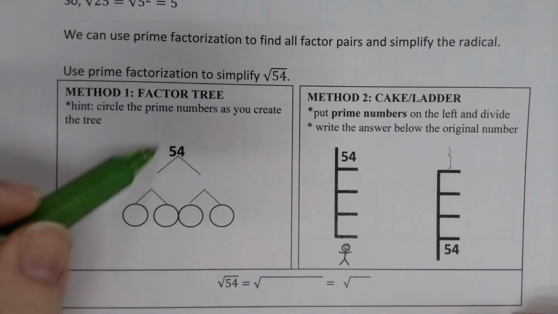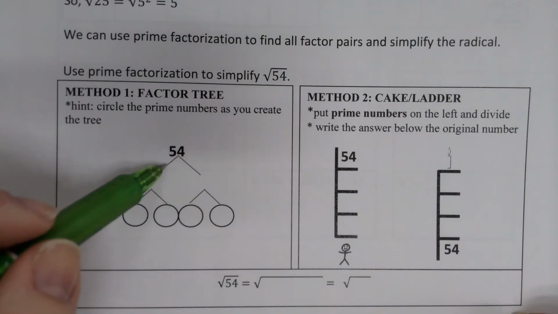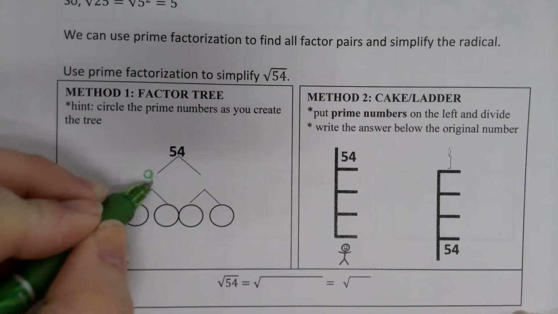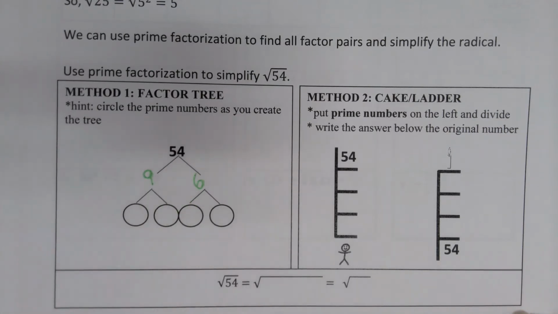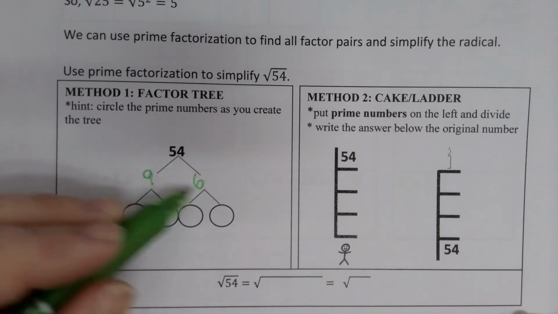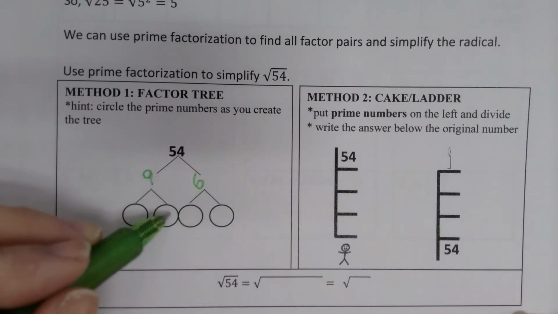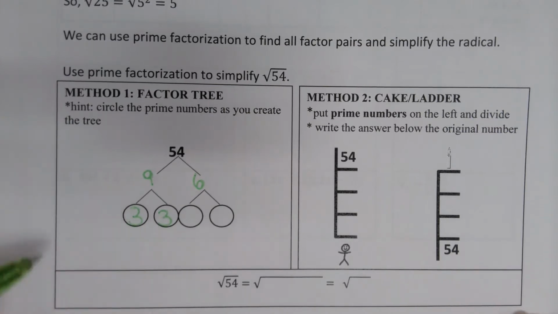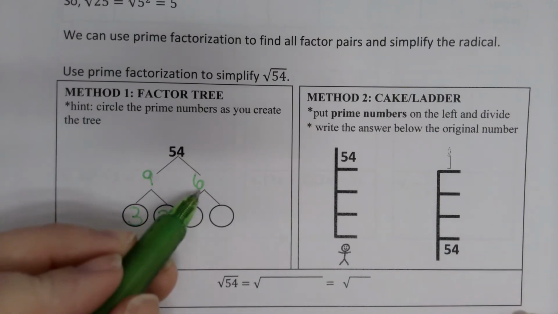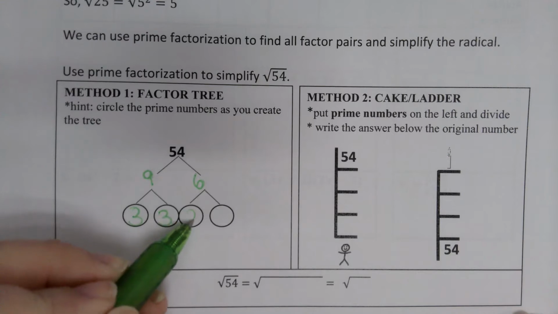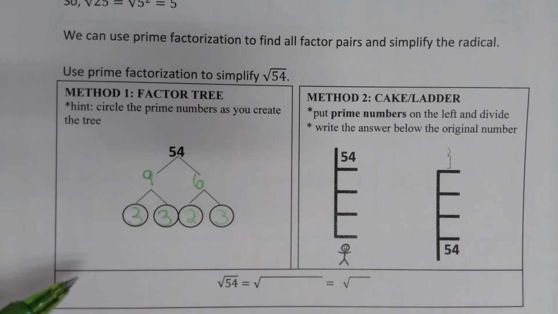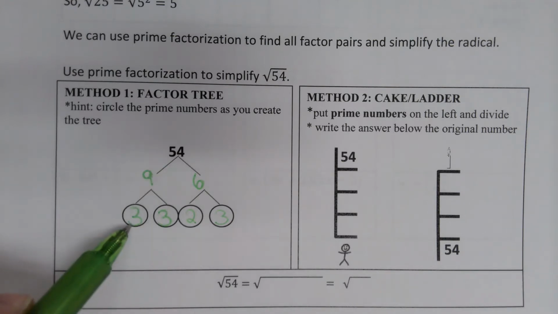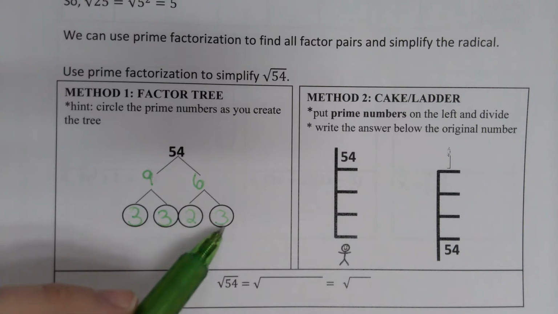So to do the square root of 54, we're going to do a factor tree for it. 2 numbers that multiply to be 54. We're going to use 9 and 6. Now 9 and 6, neither one is prime, so I don't circle them. But 9 can be divided into 3 times 3, and both of those are prime. That's why they have circles on them. 6 can be divided into 2 and 3, and both of those are prime. That's why we have circles on them. So 54 can be rewritten as 3 times 3 times 2 times 3.